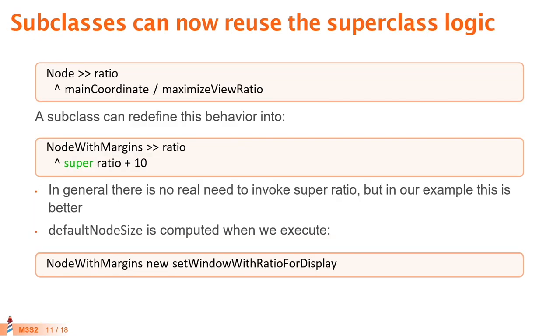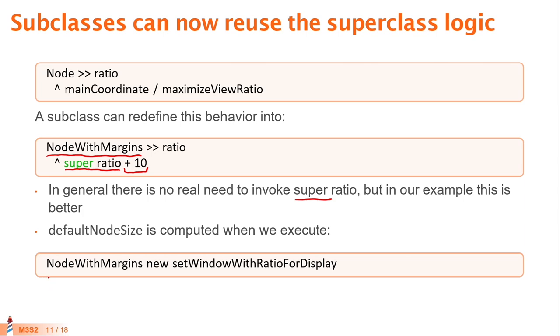And now what I'm able to do in a subclass, for example, if I have a NodeWithMargin class, which is a subclass of Node, it means that I can redefine the ratio method. I can, using a super send, call the super method to reuse the default implementation of the ratio, and add a margin of 10. So in the general case, there is no need to invoke the super implementation. This is just because in this case we want to extend it. So we reuse the default implementation and we add a new margin.